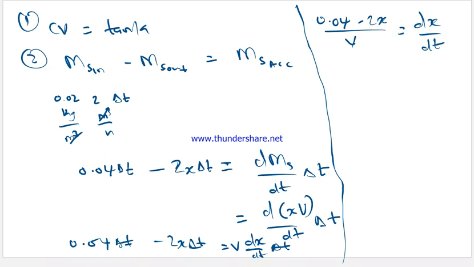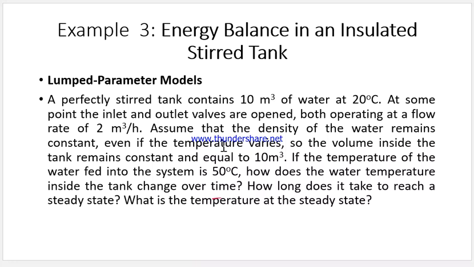So let's look at another example involving energy. Here we have an energy balance in an insulated stirred tank. A perfectly stirred tank contains 10 meter cube of water at 20 degrees Celsius. At some point, the inlet and outlet valves are opened, both operating at a flow rate of 2 meter cube per hour. Assuming that the density of the water remains constant, even if the temperature varies, the volume inside the tank remains constant and equal to 10 meter cube. If the temperature of the water fed into the system is 50 degrees Celsius, how does the water temperature inside the tank change over time? How long does it take to reach a steady state, and what is the temperature at steady state?